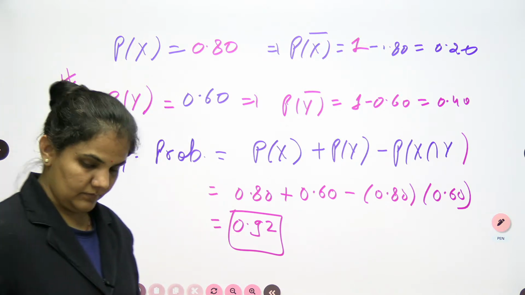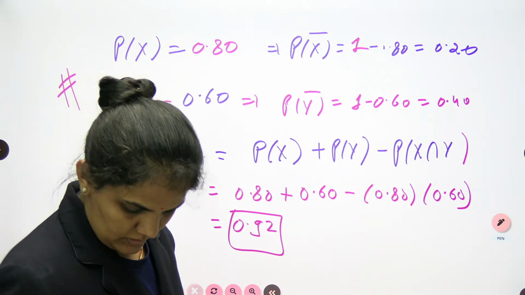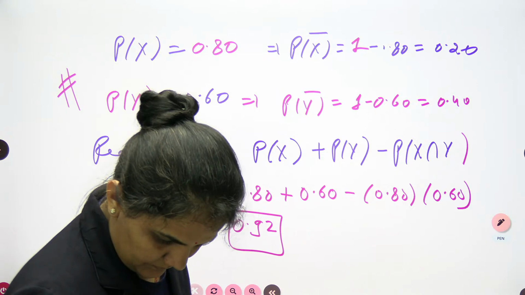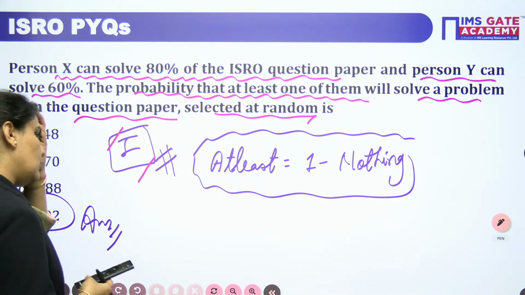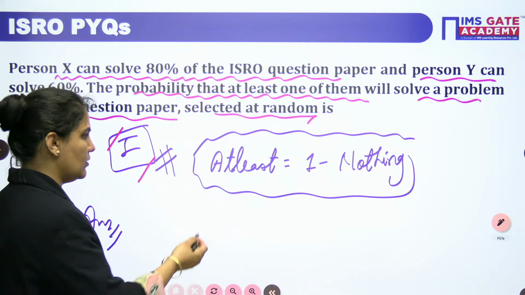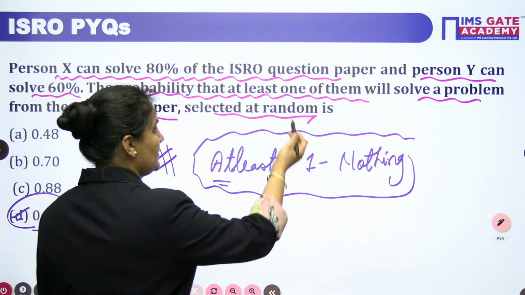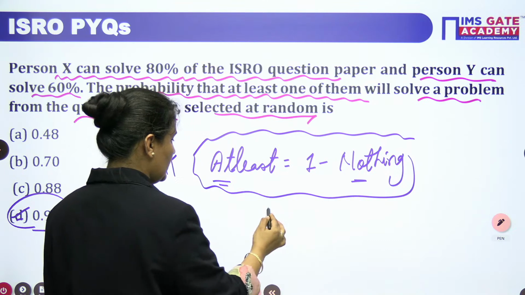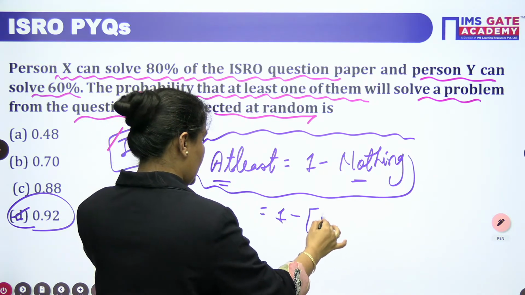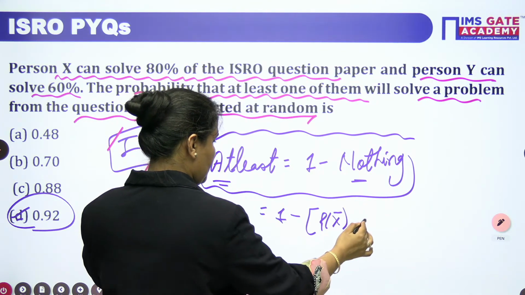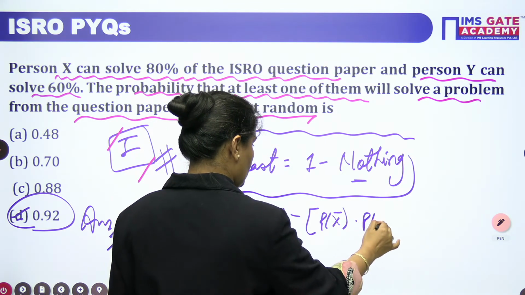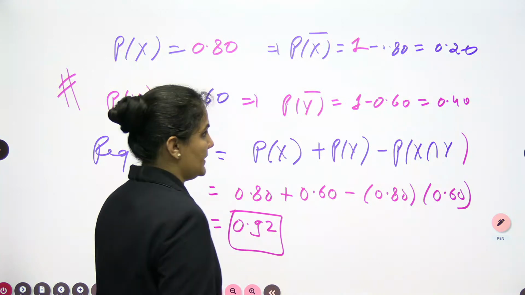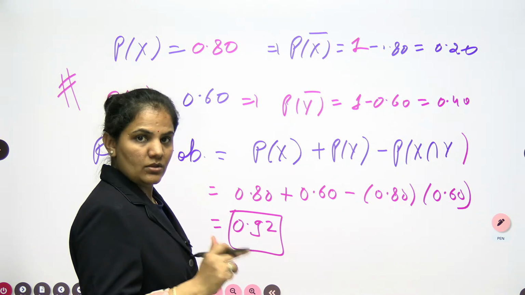Very good. So now let's approach it. Very easily we can solve. So my result is 0.92. If you want to go with the at least, then also you can go, but here the at least is 1 minus nothing. If you want to go, then you can write down 1 minus, when my problem will not be solved by A and my problem is also not solved. Here I need to multiply, not solved by A and also not solved by B.